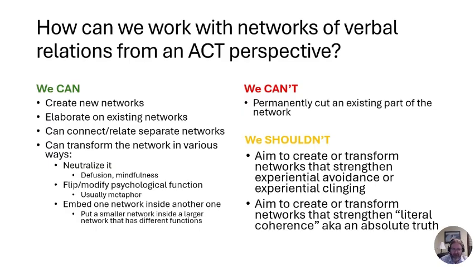We also shouldn't aim to create or transform networks that strengthen experiential avoidance or experiential clinging. So we can add new networks, right? We can give clients rules, and we can give them other things to do and ways of relating in the world. We can tell them that they should just learn to cope with that. But we have to be careful, right? Because we can create any network we want, but we should be careful knowing the risks of having excessive experiential avoidance or excessive rule following, right?